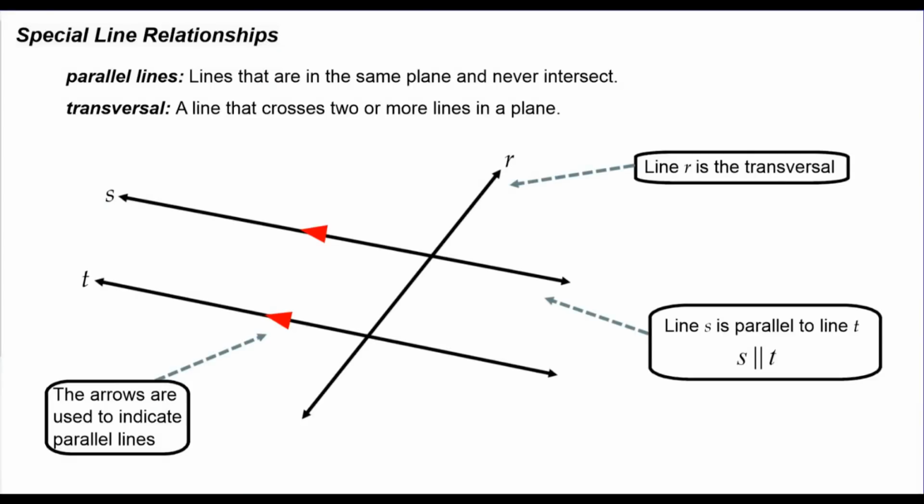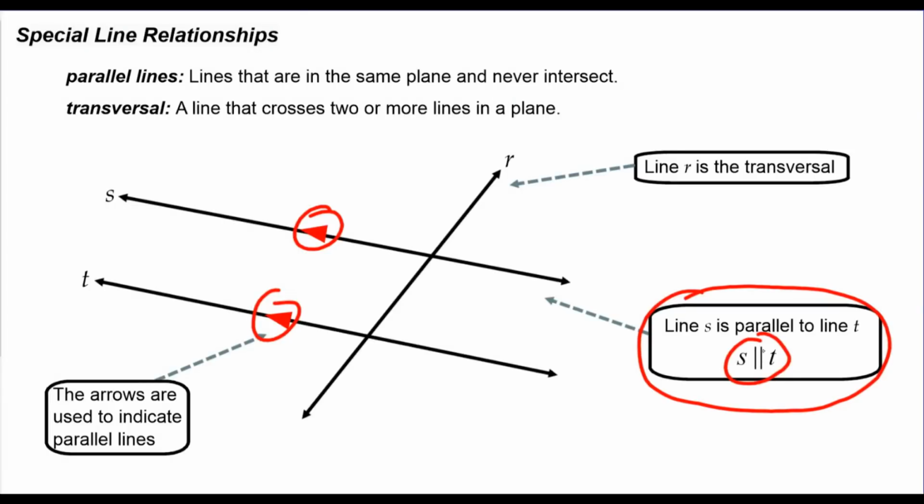So we have parallel lines. We talked about perpendicular lines, but parallel lines are lines that are in the same plane but never intersect. So they will never meet. And these red arrows are our geometry notation for parallel lines. So whenever you see arrowheads on two lines, that tells you that those two lines are parallel to one another. So we would say that line S is parallel to line T, and then we use those vertical bars there to indicate parallel. That's the symbol for parallel.